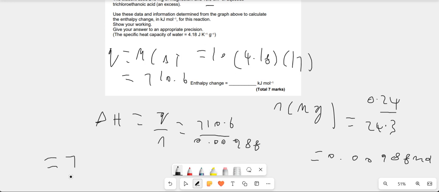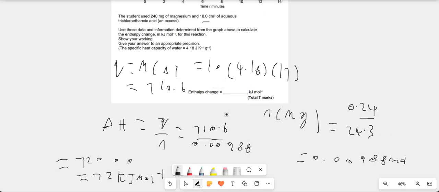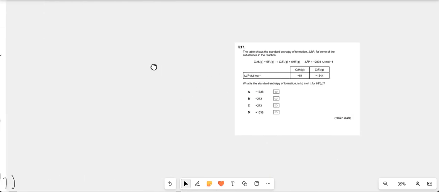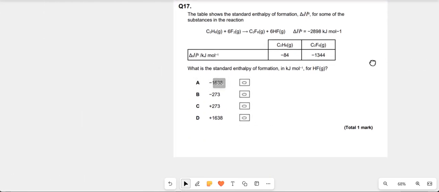So that's basically the same as 72 kilojoule per mole, because that's in joule per mole, so you convert it to kilojoule per mole. And it's going to be negative as well, because the temperature is increasing. So it's negative, exothermic, because the temperature increased from where the initial was all the way to the top, as you saw. So that's exothermic. All right, cool. Next one, nearly done.